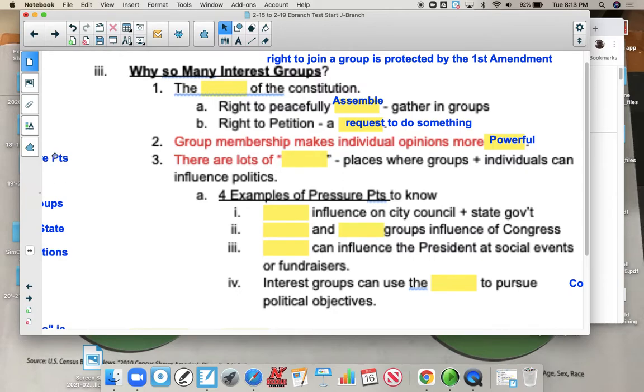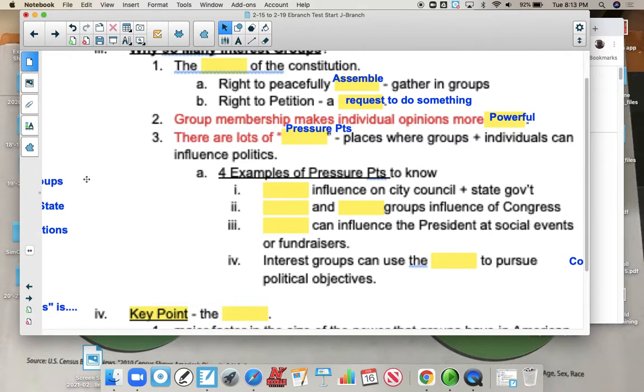Third, there are also lots of pressure points, and I want you to be able to remember 4 pressure points. And these pressure points are where groups and individuals can have extreme influence in politics. So example number 1 is neighborhood groups. Think about neighborhood watch groups. They can have big impacts at the local level, city and states. Second is national and state groups can influence Congress greatly as well.